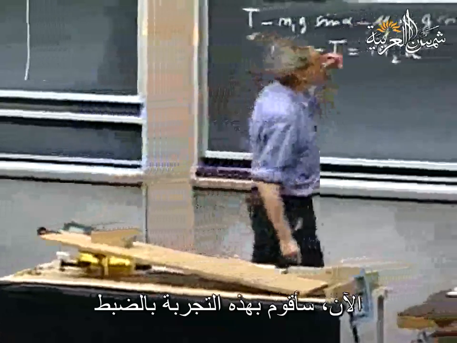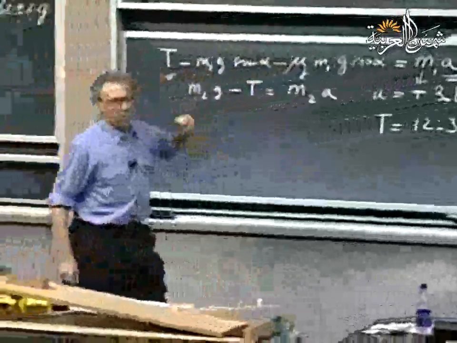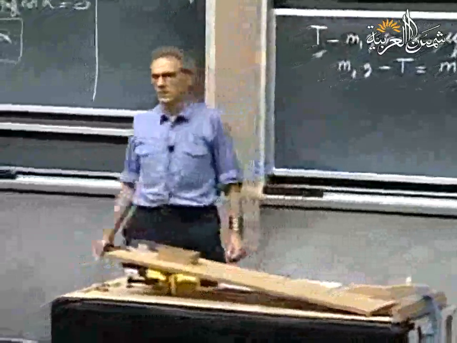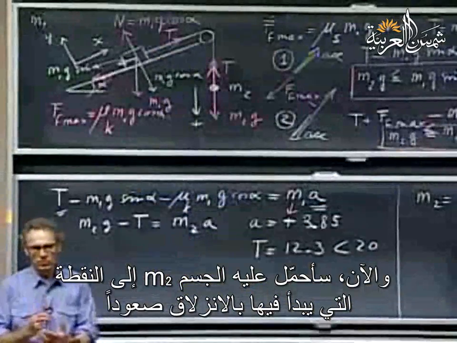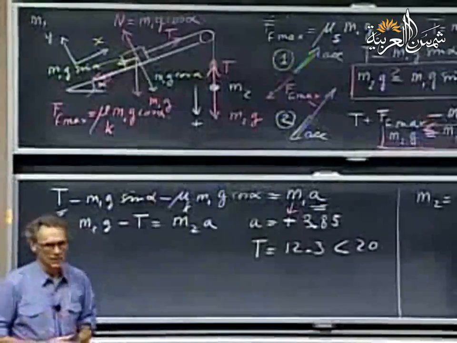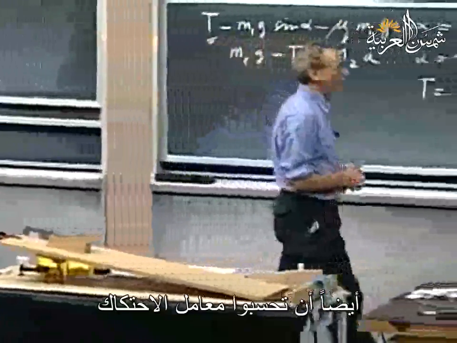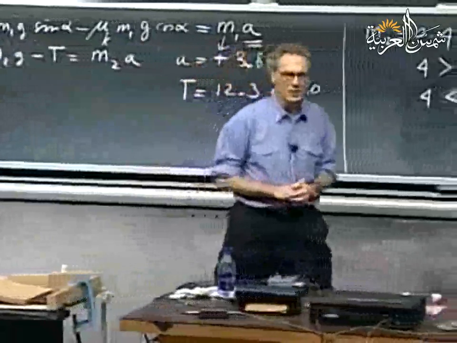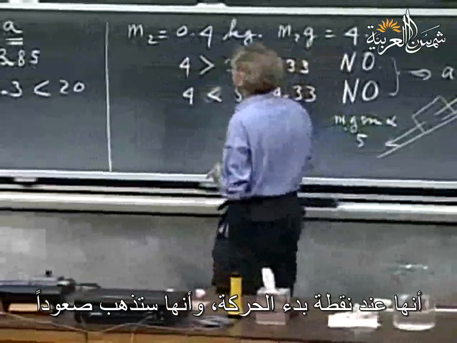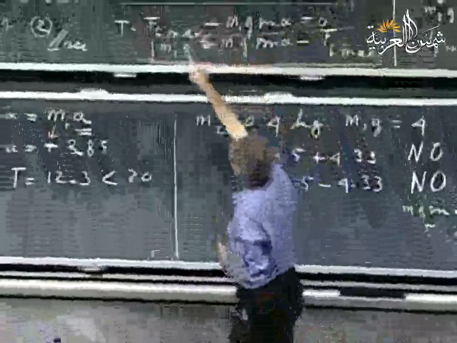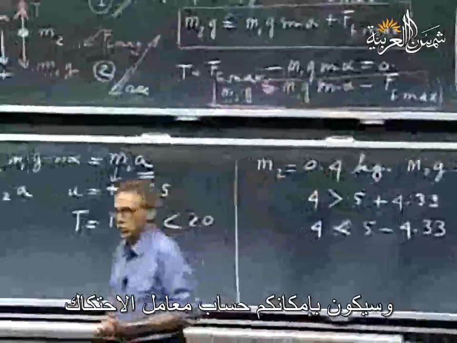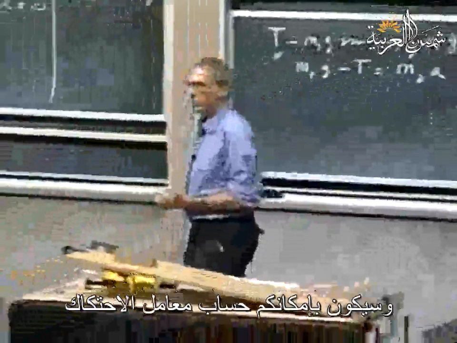Now I'm going to do exactly this experiment. Put a rope over it with a pulley and put M2 on this side. And now I'm going to load down M2 to the point that it starts to slide uphill. That should allow you to also calculate the friction coefficient. You have all the tools for it, because once you know that it is just at the point of breaking and going uphill, you know that the equal sign of that equation holds. And so you should be able to calculate the friction coefficient.